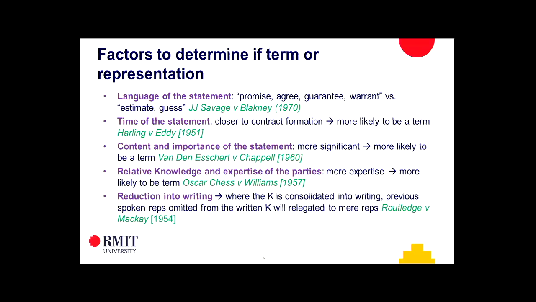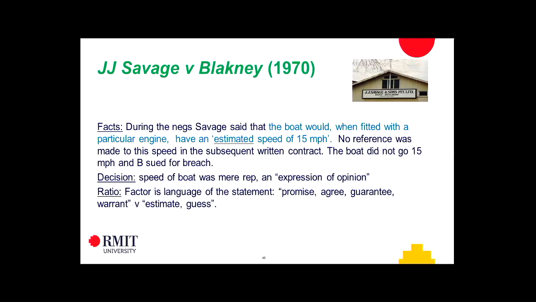So let's just look at the cases that we use. So as you go through the formulation, use these as your balancing point. What was the language of the statement? When was it made? Was it important? And what was the expertise of the parties? Use them, mix them together, and then come out with a conclusion based on the probability that it's more likely to be a term or more likely to be a representation. And you can use these cases as the basis for your arguments.